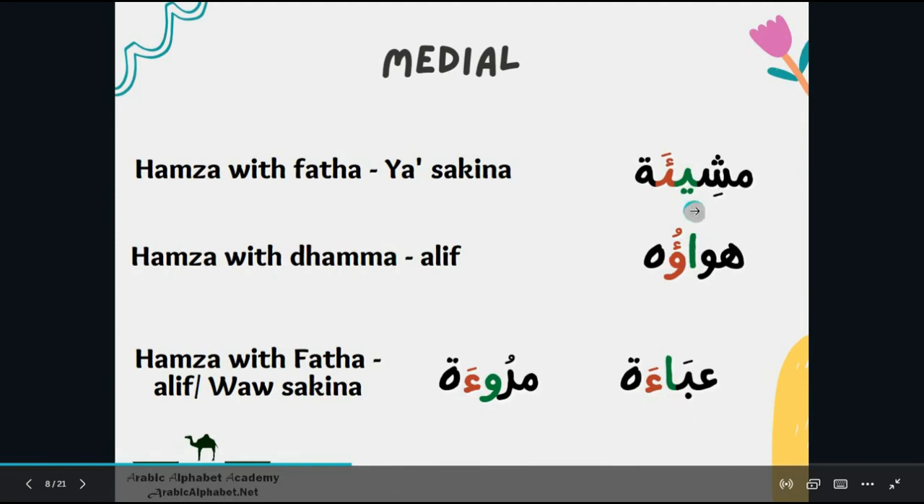Here, it is the same case as Ya Sakina. Here we have Alif Sakina because this Alif is making mad for the Ba. We have ba, ba, ba, ba. And here we follow this rule and we make the Hamza on the line.